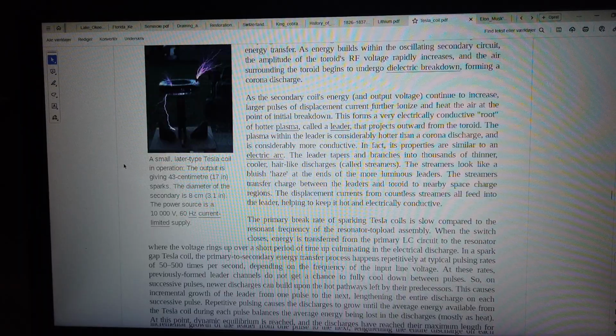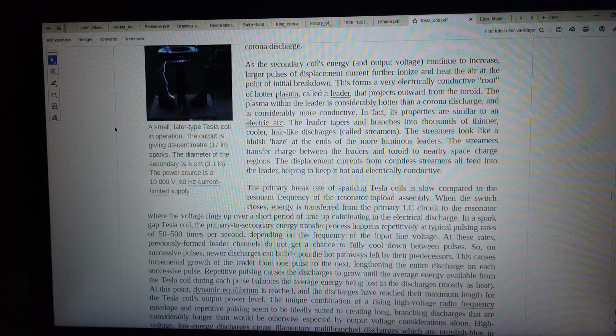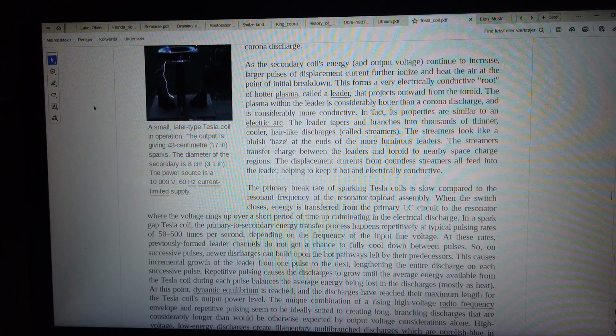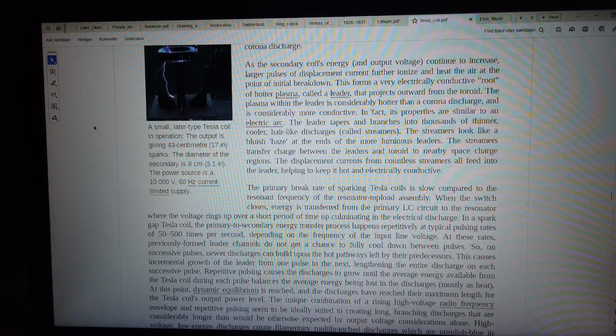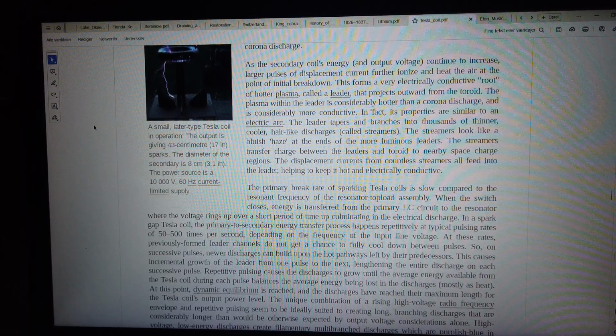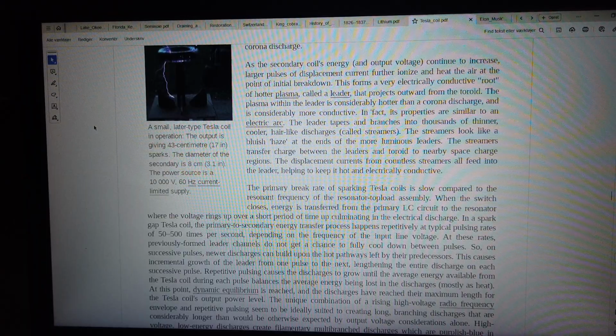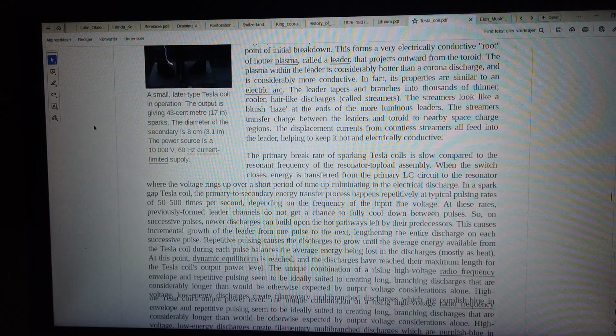This forms a very electrically conductive route of hotter plasma, called a leader, that projects outward from the toroid. The plasma within the leader is considerably hotter than a corona discharge, and is considerably more conductive. In fact, its properties are similar to an electric arc.